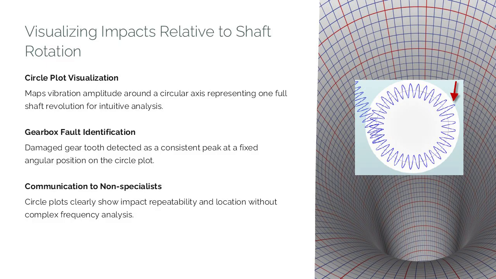Circle plots provide an alternative visualization of time waveform data by mapping vibration amplitude around a circular axis representing one full shaft revolution. Each point on the circle corresponds to a specific angular position of the shaft, making it easy to identify events that occur at the same rotational location. In gearbox analysis, a damaged tooth appears as a prominent peak at a consistent position on the circle plot, confirming that the fault is synchronous with shaft rotation.